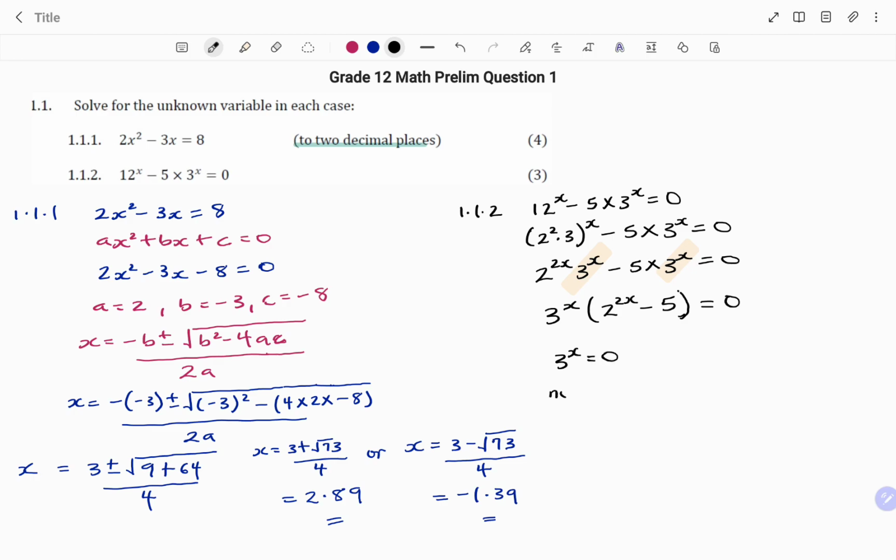Therefore, I have 3 to the power of x equals 0. That's false. That's no solution, because 3 to the power of x has to be a positive number, I can't have that as 0.